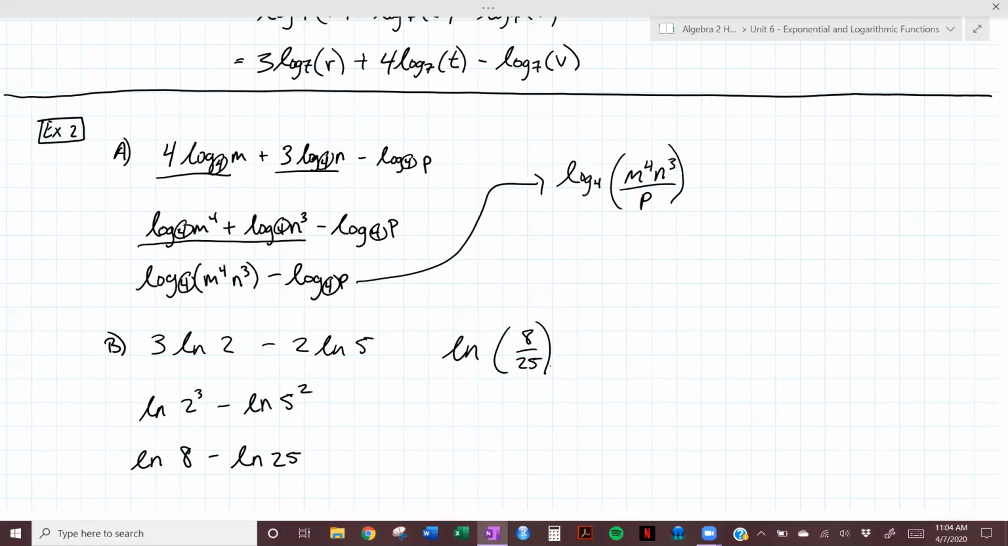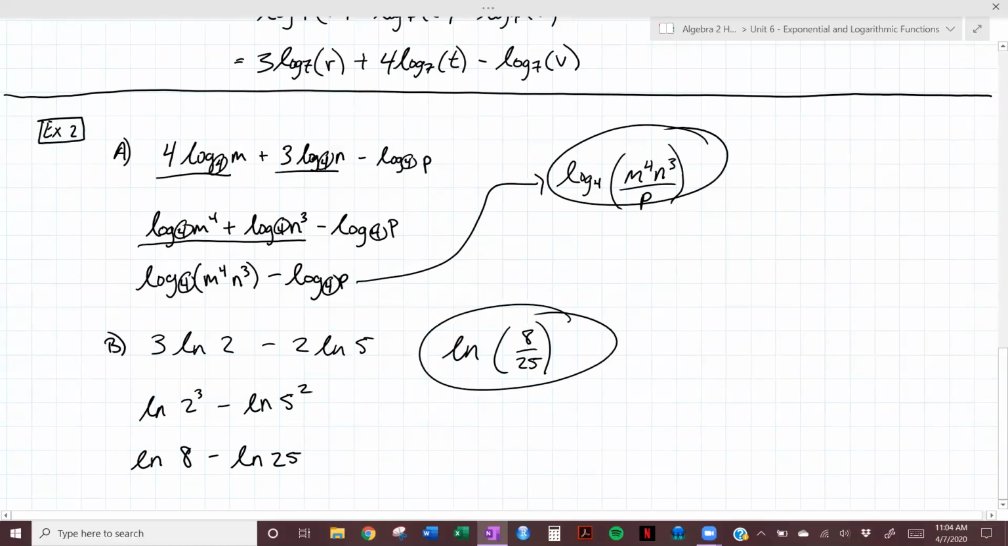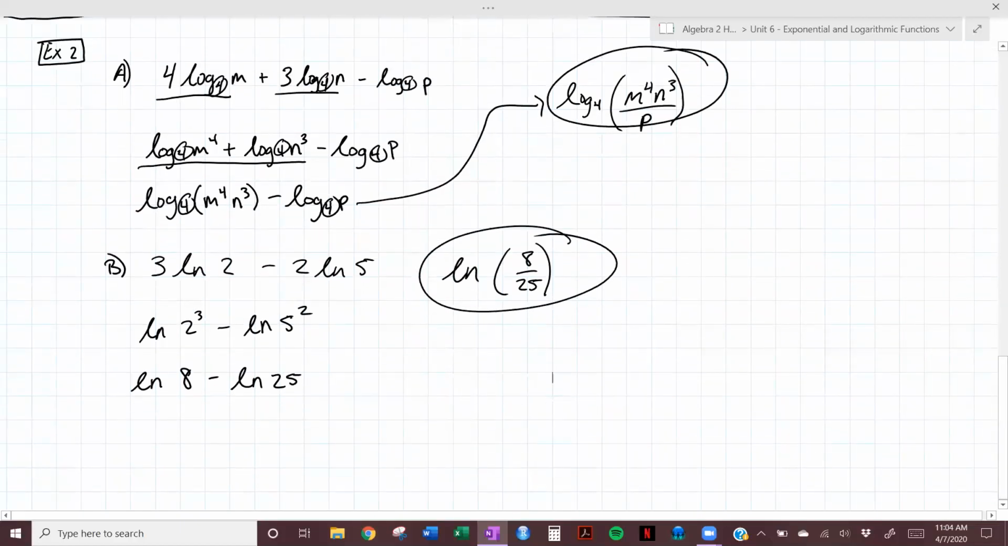So that is your final answer for A. This is your final answer for B. And then I'm going to show you one, I think it's one more example. Yeah, pretty much one more example, or two more examples, I'm sorry.